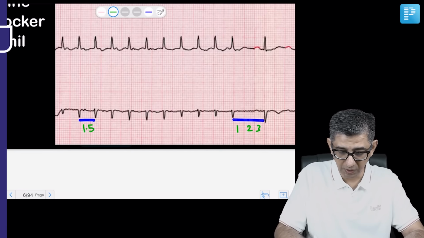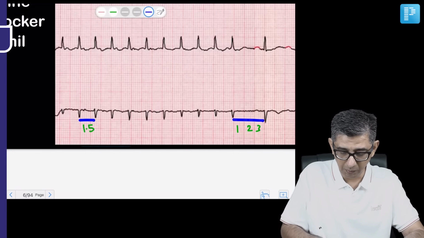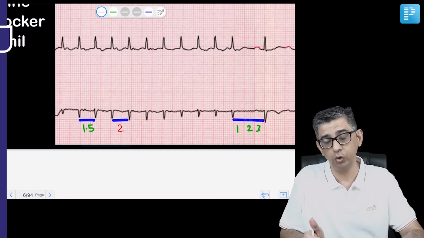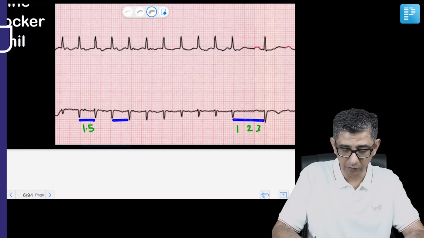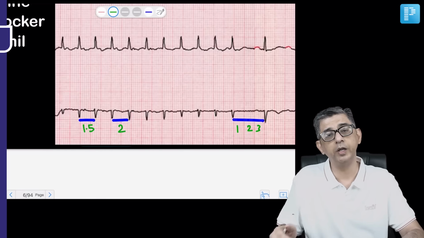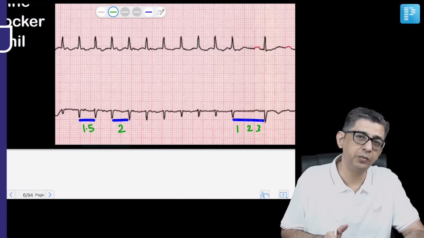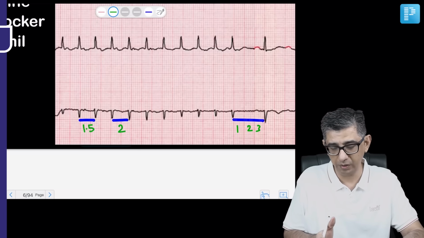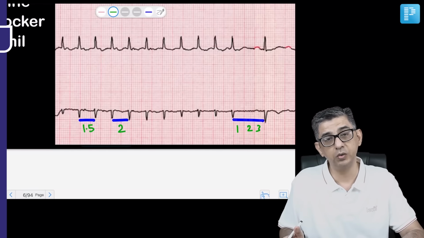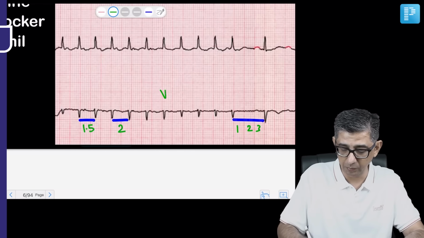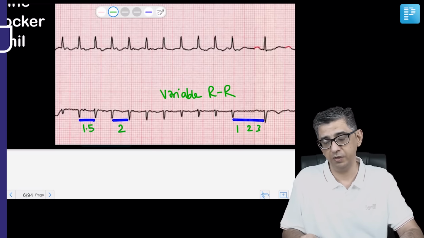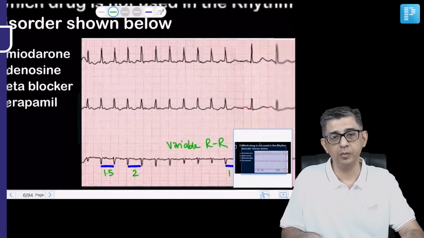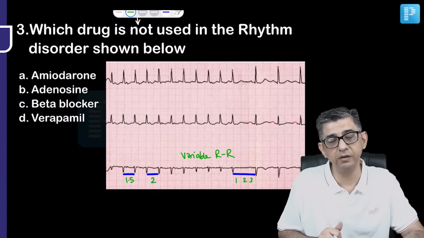Let me count this once again, and you will notice that the second time I'm counting it, the number of large squares between the R and R is changing to about 2 large squares, and therefore the heart rate of this patient has been shown to be varying multiple times. The heart rate of this patient would be in the range of about 300 divided by 1.5, that would be about 200, then changing to 150, then changing to 100. Because this is a variable RR interval, the first interpretation that I'm making is that any patient having a variable RR interval has possible atrial fibrillation or a multifocal atrial tachycardia.